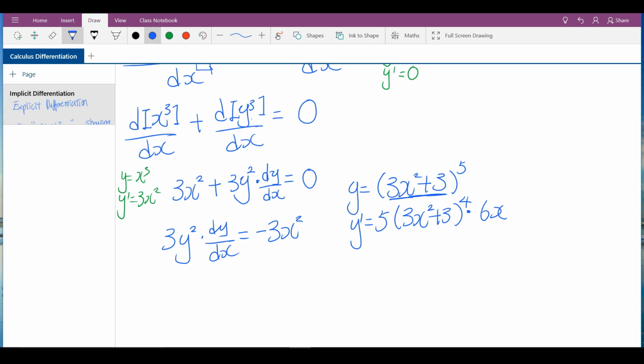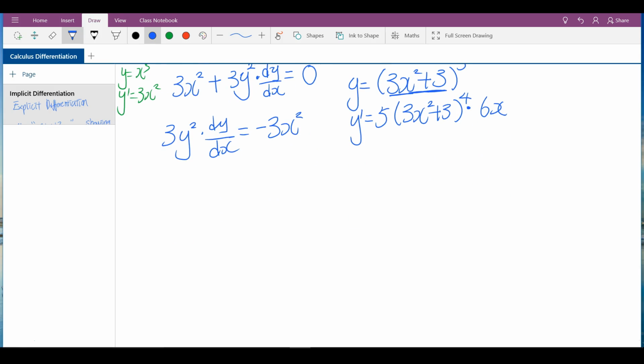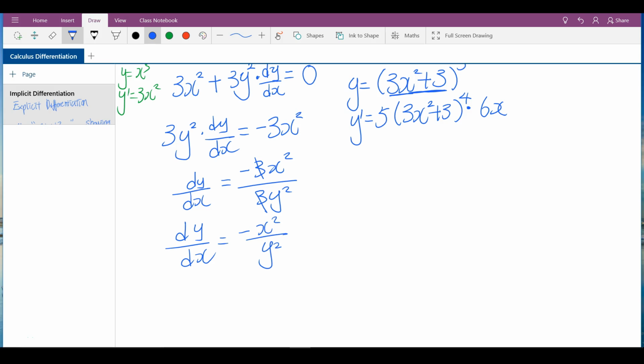And then we divide both sides by 3y squared. So we get dy dx finally is equal to negative 3x squared divided by 3y squared. And the 3 cancels. So dy dx is equal to negative x squared over y squared.